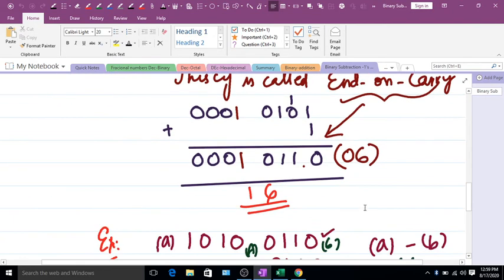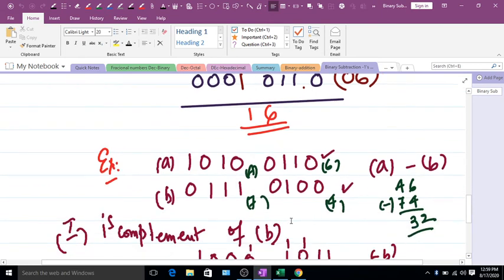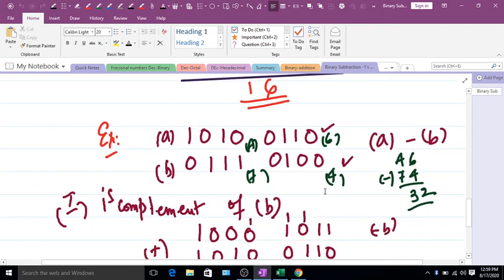The answer is 16. So you can do this way also. Suppose you take a number directly in binary. How do you do? A, B, okay? So this is A, this is 6, this is 7, this is 4. 6 minus 4, 2. A is 10, 10 minus 7 is 3. So the answer that is expected is 32 in hexadecimal notation.